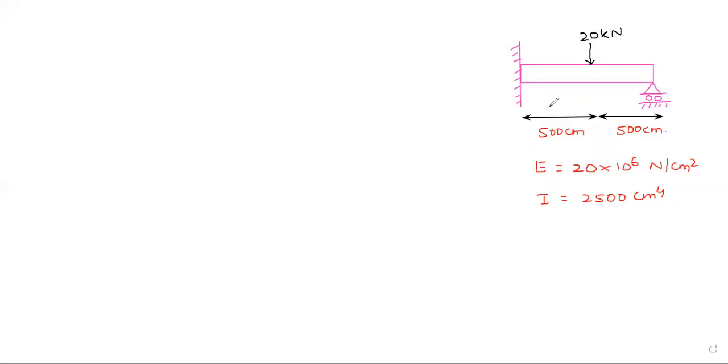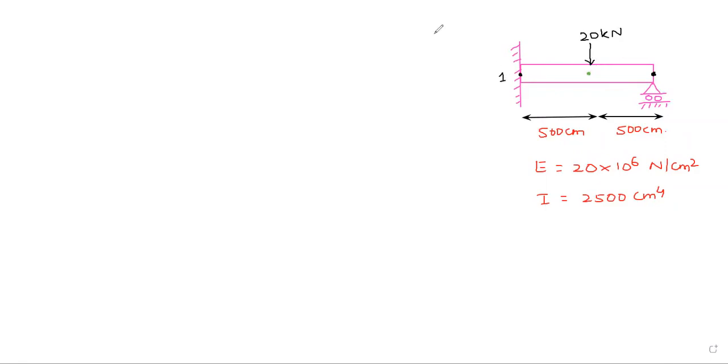Now, if you will see this problem, first step, what we need to do, we need to select the nodes. So how will you select the nodes? At the ends, we have to select the node first. These two are the nodes. So we have selected the nodes at this point and at this point. Next, I have already discussed, at the point where there is sudden change in area or at the point where load is acting, we have to select a node at that point also. It means we have to select the node at this point also.